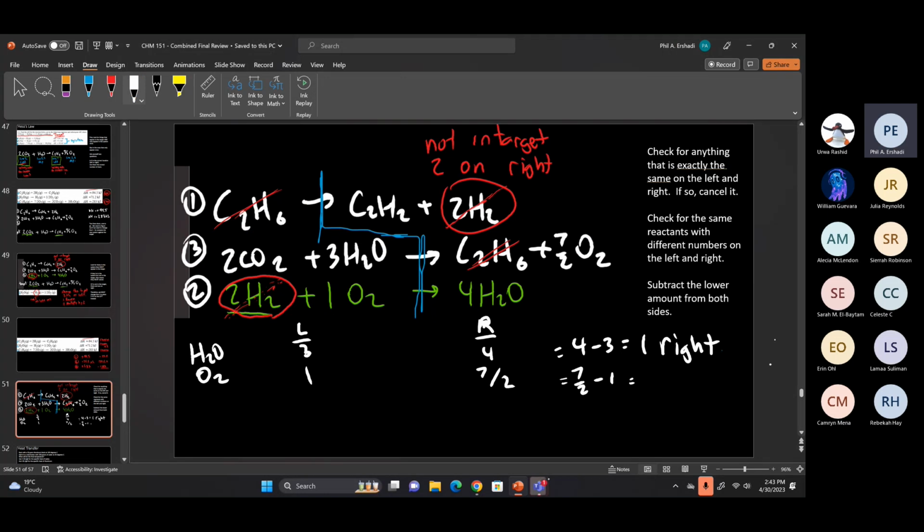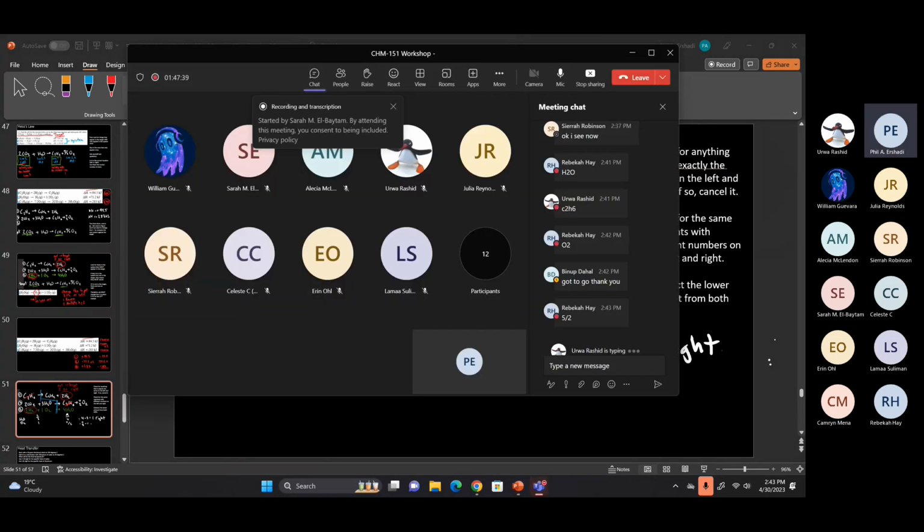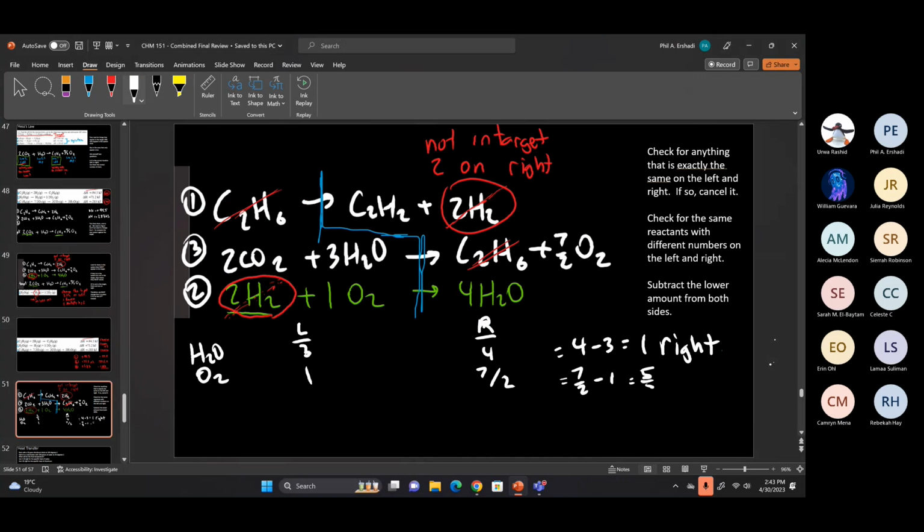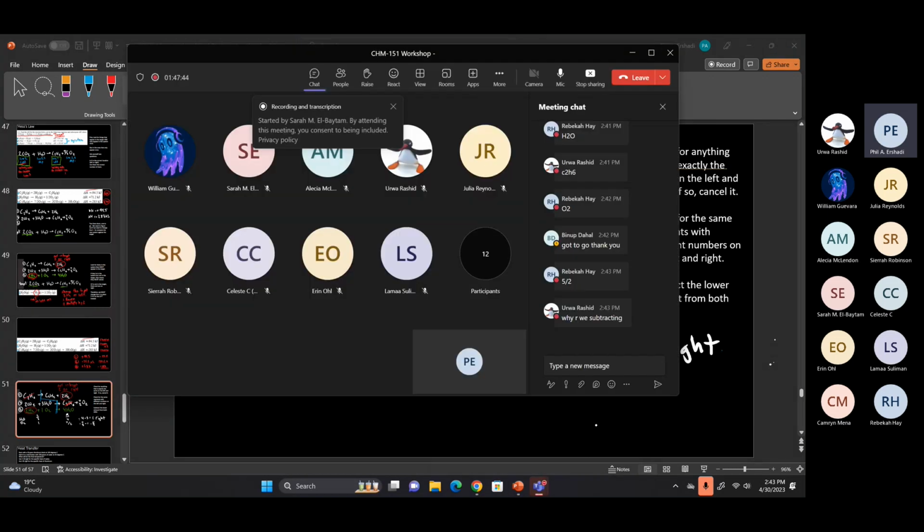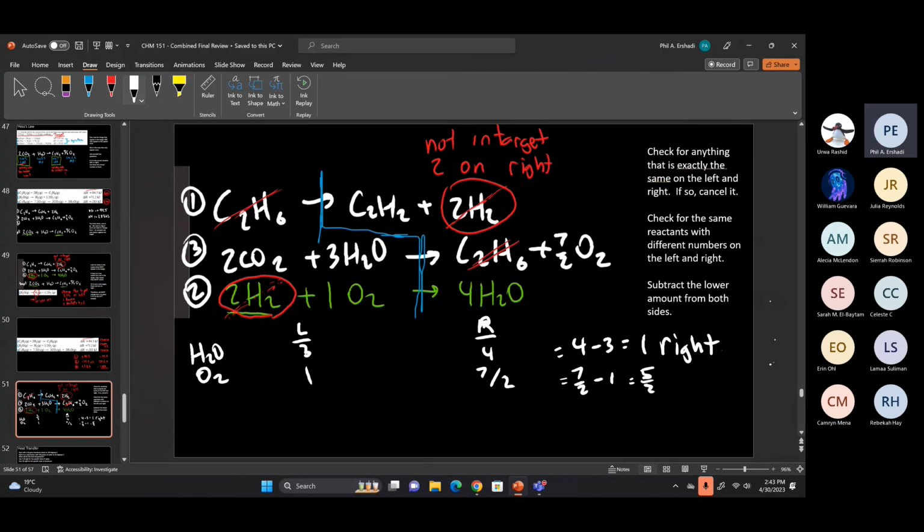So 7 halves subtract 1 gives 5 halves. And which side will it appear on, the left or the right? Basically, when we're looking at the O2, do you see how you have 1 on the left, 7 halves on the right? So what we're doing is taking the difference between them, because essentially we're going to cancel 1 O2 on the left and cancel 1 O2 on the right.